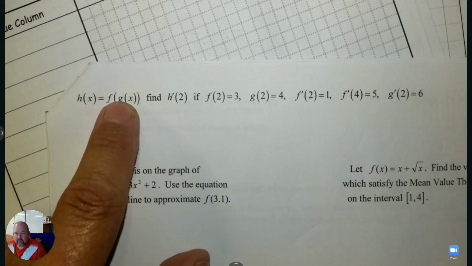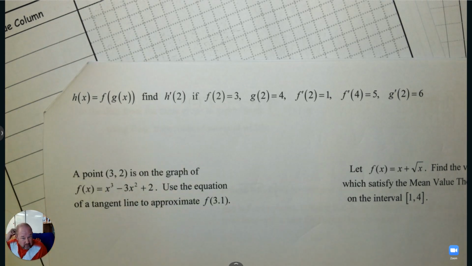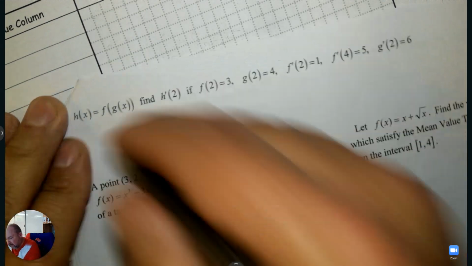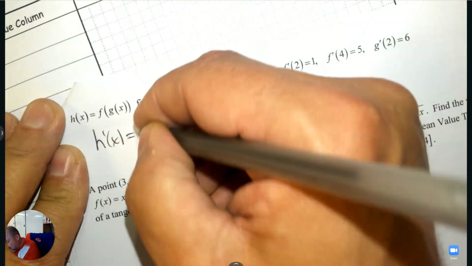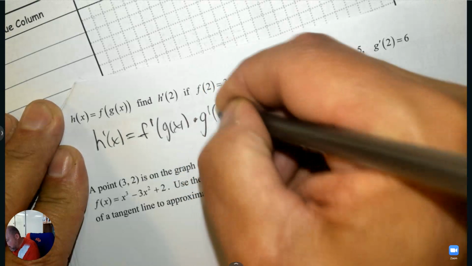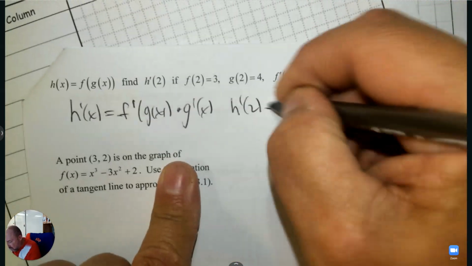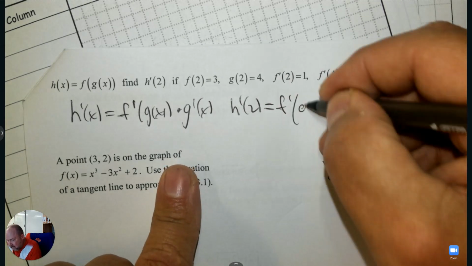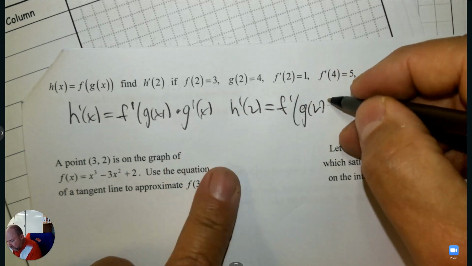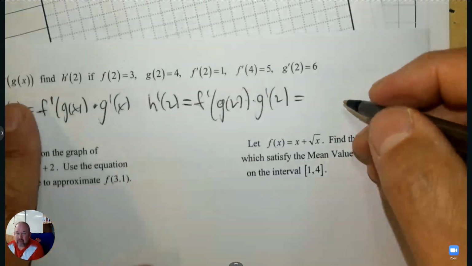All right, let's see if this is good. So you're given a composite. So this is really the chain rule. It says find the derivative at 2. So if I take the derivative of this, the chain rule is the derivative of the outside times the derivative of the inside, generically. Then we want to know at 2. So wherever there's an x, plug in 2. And then use the values to plug in.